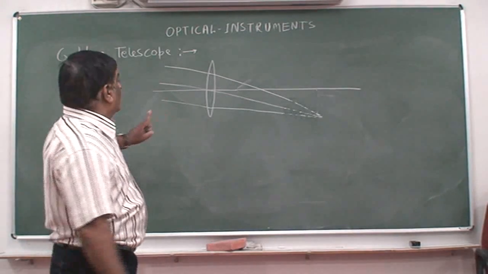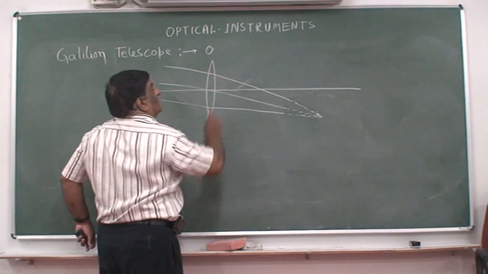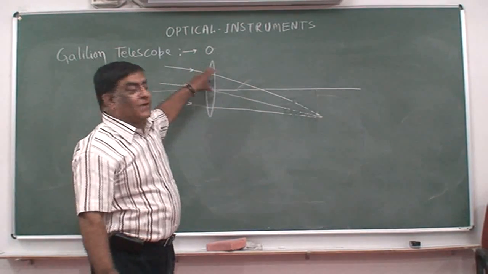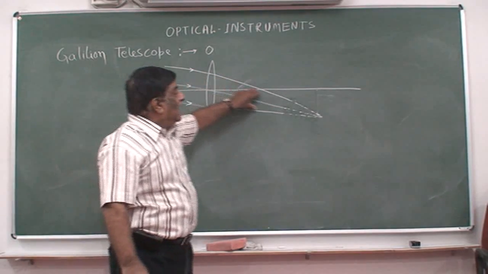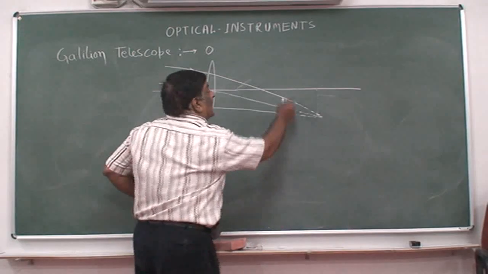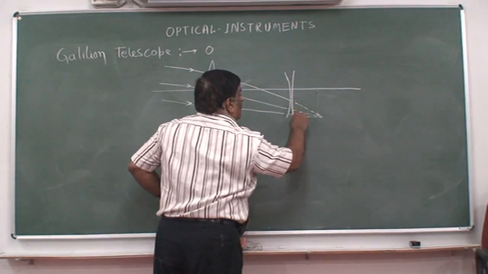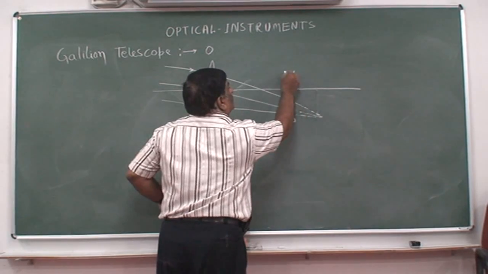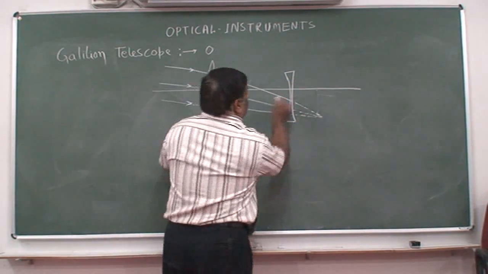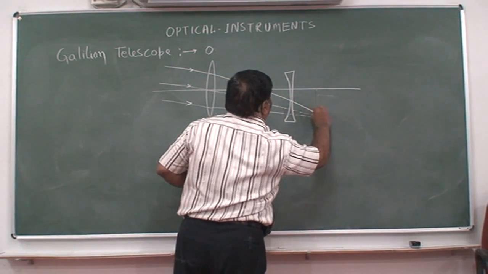In the Galilean type telescope, this is our objective lens O. It will gather the light rays coming from the faraway object, from the stars, and they should meet here. But before they meet, we place a concave lens here. What does the concave lens do? Concave lens will diverge the rays. So these are coming here and it makes them parallel.